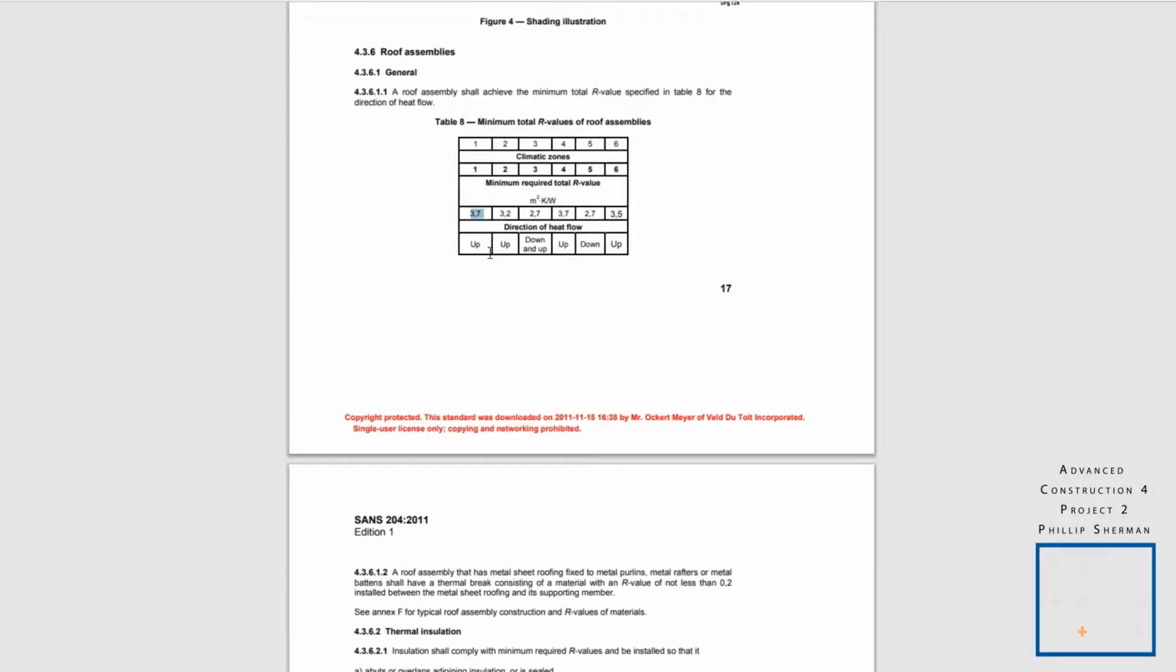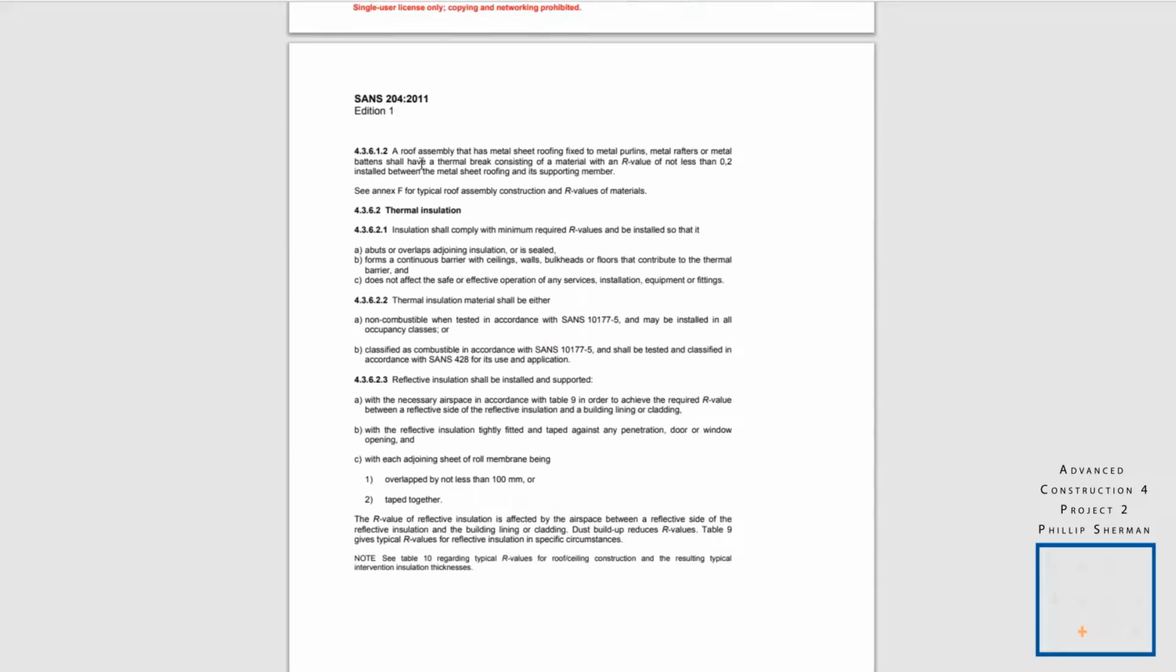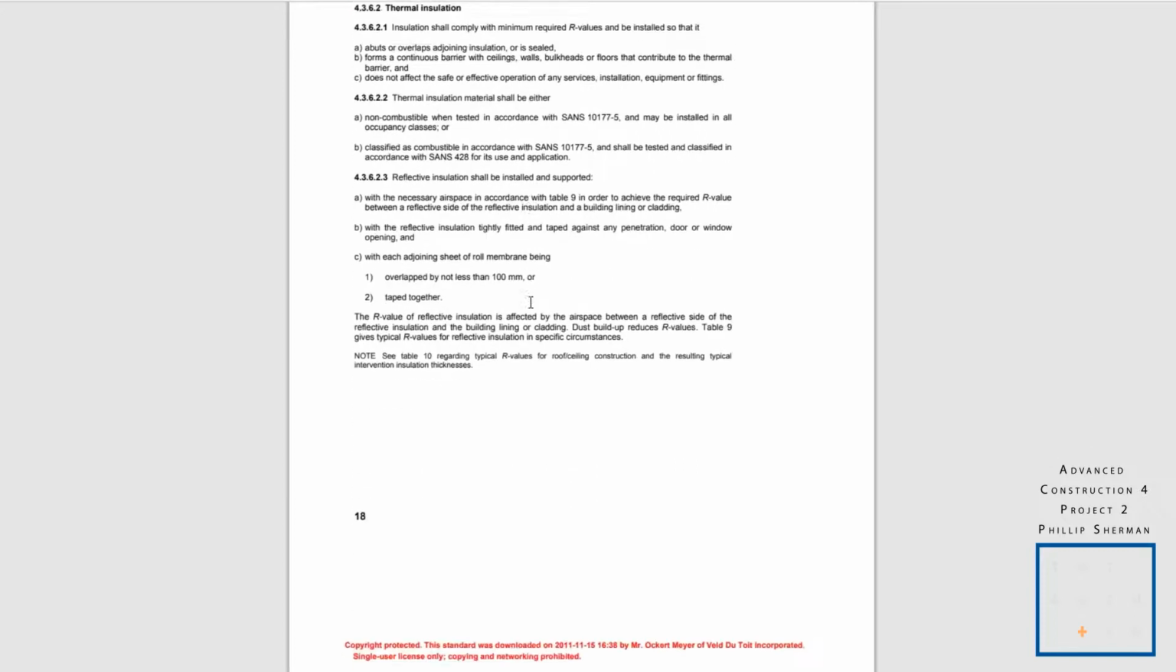I have a direction of heat flow up. Every single climatic zone has a different direction that the heat actually moves within a building, and this also needs to be taken into account. Now, let's move further. I know now I have 3.7 resistance I need to achieve. Okay, then thermal insulation, this is a good read for you guys to understand things more effectively, but we won't be going into depth of this as we won't require it now.